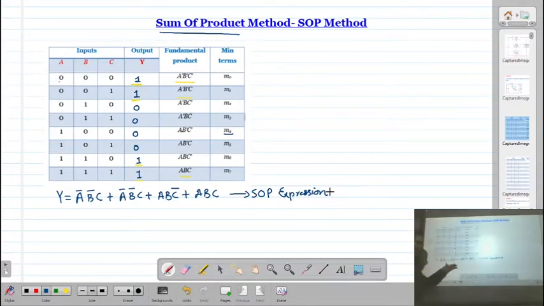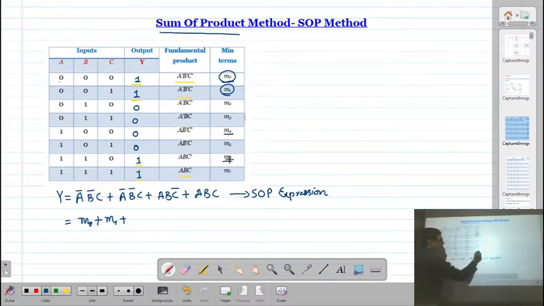Now, you can apply Boolean laws and simplify the expression. Just now we are not simplifying, but you should know how to represent the SOP expression. One method is to write it in terms of A, B and C. Another method: the first one, A bar, B bar, C, is representing which min term? It is representing M0, correct? So I will write M0, then A bar, B bar, C is representing M1, then ABC bar is M6, and M7. This is another way of writing the SOP expression.